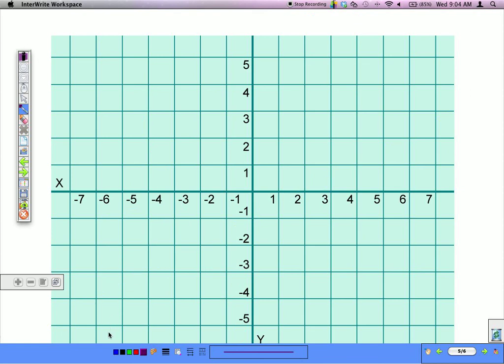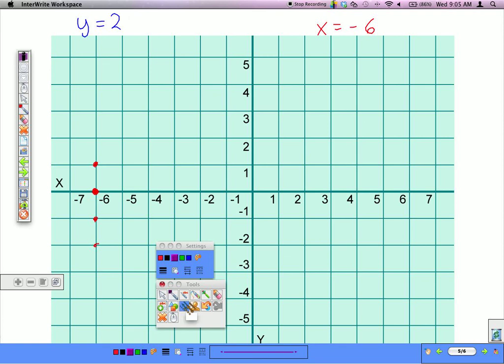Moving on to the next one. We have y equals 2. And we have x equals negative 6. Okay? We need to graph these as lines first. That means when I'm on this equation, I need to find where x is always negative 6. Here's my x-axis. I go to negative 6. Regardless what my y is, my x is always negative 6. So that's going to make a vertical line through all these points at x equals -6.